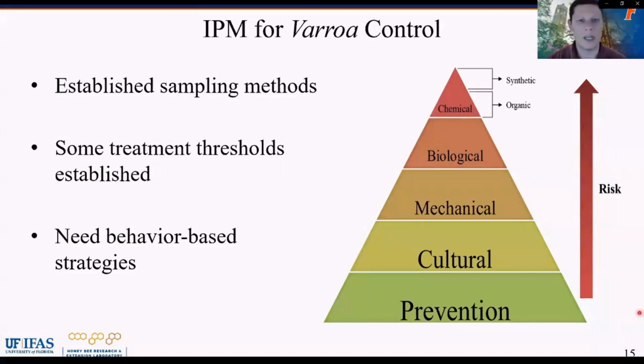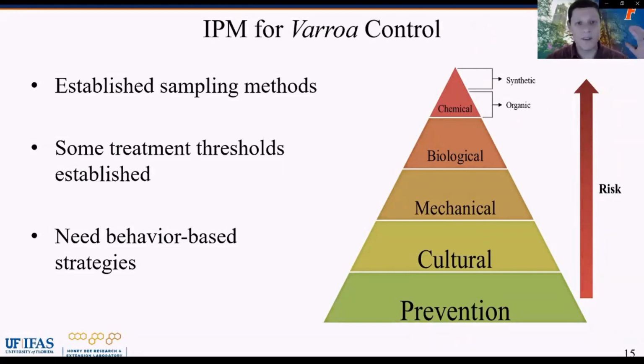Cultural controls would be using a resistant stock, such as Russian queens or Minnesota Hygienic. There's a whole bunch of different honeybee stocks that are part of just the way you manage your bees that could help to reduce your Varroa population. But by and large, we as an industry of beekeepers are so heavily reliant upon chemical controls that that's just where we're at. And I don't mean that negatively. I don't want anybody to misunderstand me.